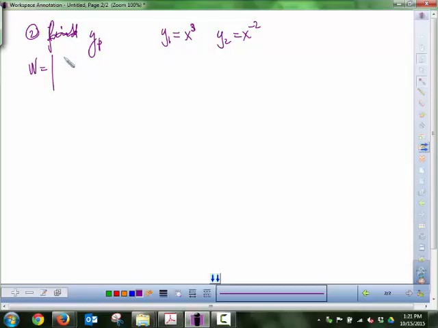And the Wronskian is x cubed, x to the negative 2. And then this is 3x squared, and this is negative 2x to the negative 3. And then the determinant is negative 2 minus 3. It's constant, minus 5. That's nice. What else do we need? We need f of t.